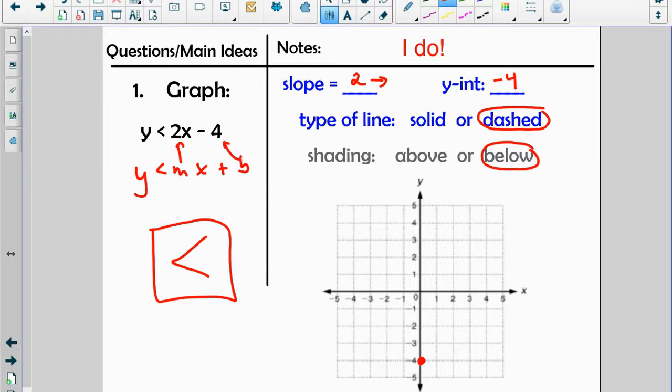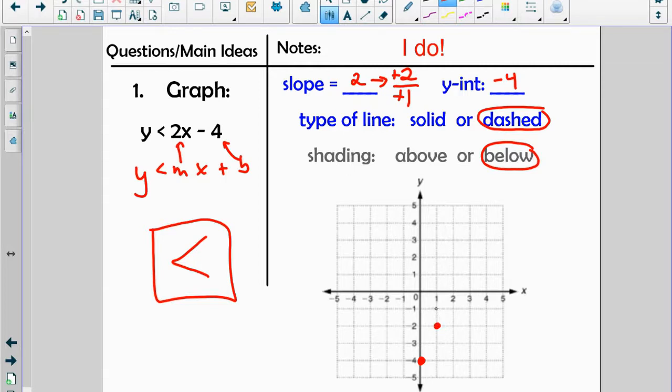Now keep in mind, when it says the slope is 2, I can think of that as a rise of 2 and a run of 1. Because my rise is positive, I want to go up. And because my run is positive, I want to go to the right. So I count carefully and I rise up 2, and I run to the right 1, and I place another point along my boundary line.